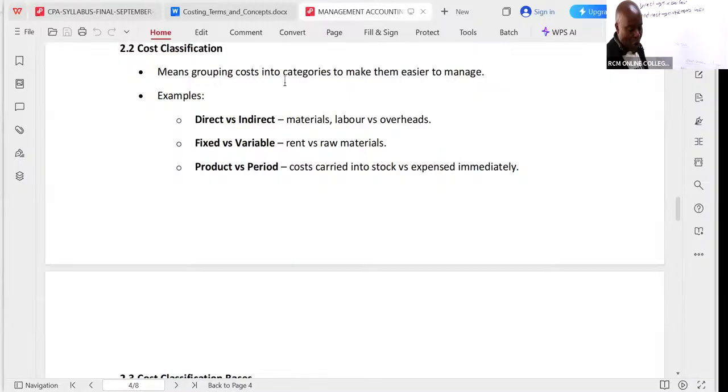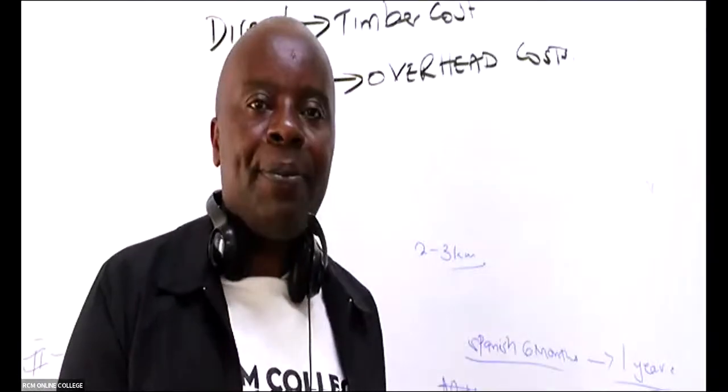Cost classification means grouping costs into categories to make them easier to manage and control. So for example, you have those costs that we will be classifying as direct costs versus indirect costs. Material and labor will be very good examples of direct costs, because, ladies and gentlemen, remember my carpenters.